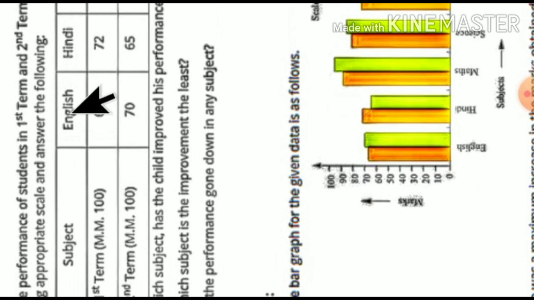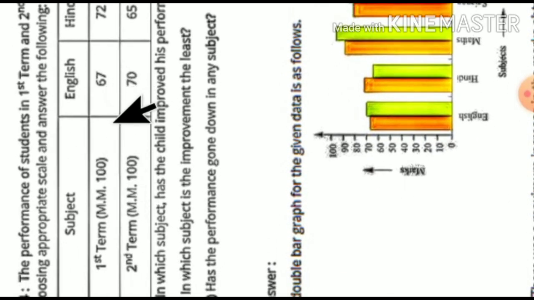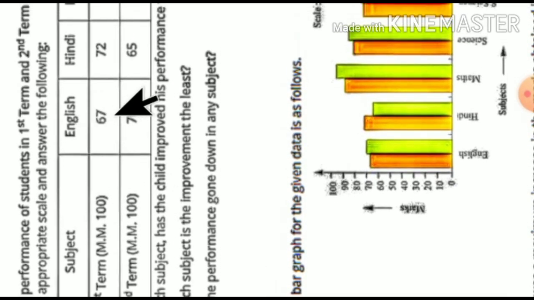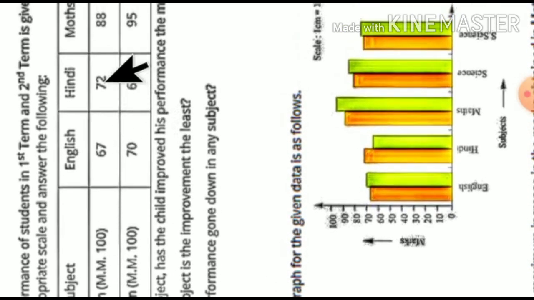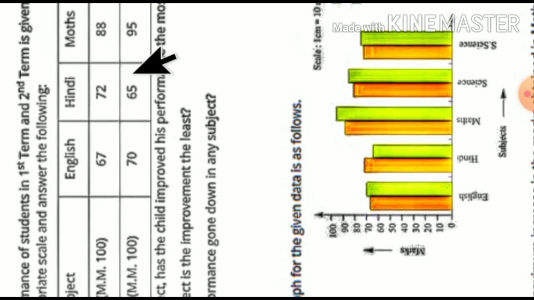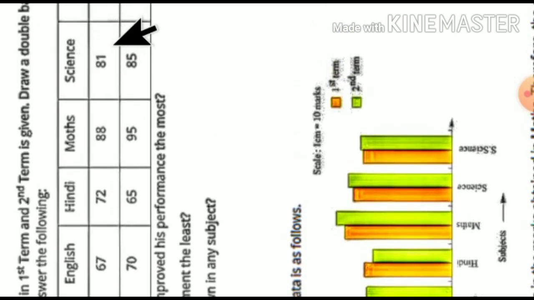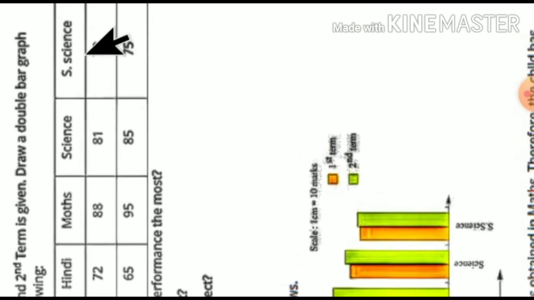See, the subjects are given, first term marks are given, and second term marks are given. The marks are out of 100. Now in English, first term 67, second term 70. Hindi first term 72 marks, second term 65 marks. Maths first term 88 marks, second term 95 marks. Science first term 81 marks, second term 85 marks. And social science first term 73 marks and second term 75 marks.